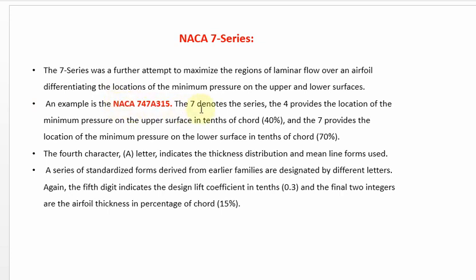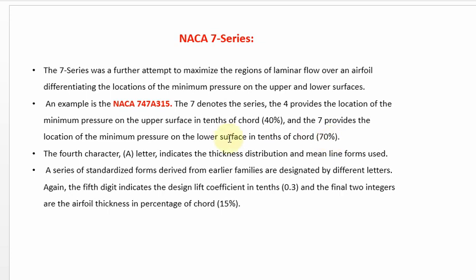Okay, the 7 denotes the series, then 4 provides the location of the minimum pressure on the upper surface in tenths of the chord, that is 40% of the chord. Then the third digit 7 provides the location of the minimum pressure on the lower surface in tenths of the chord.